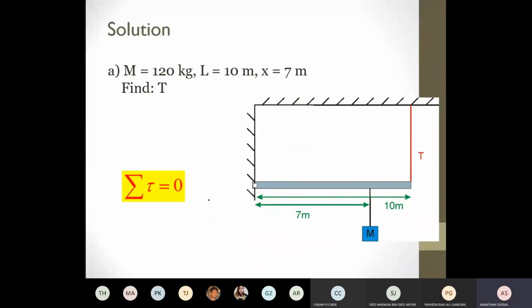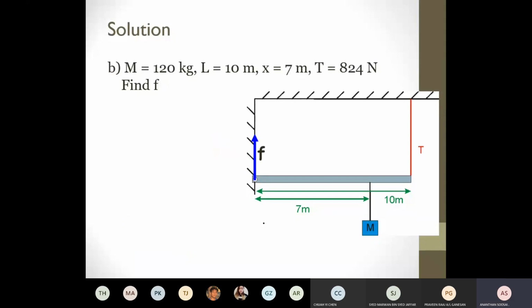So the torque, or the resultant moment, must be 0 about the pivot. So we take that axis as the pivot. So TL minus mgx: T times L, L is 10 meter, minus mg times x, x is 7 meter, must be 0. The counterclockwise moment must be equal to the clockwise moment. So you get one equation, and you can find the T. You get 824.